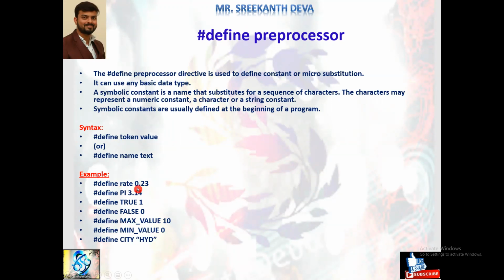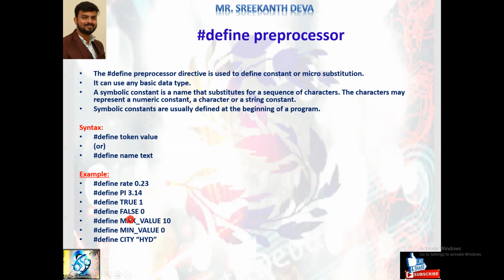#define RATE 0.23, #define PI 3.14, #define TRUE is the name, and the value is 1. Why? Because in C language there is no boolean type explicitly for defining true and false. In high-level programming languages like Java, true means true and false means false. But in C language, true is represented by the number 1 and false is represented by 0. We'll discuss in detail in the next topic, operators, how the results come with true and false values.